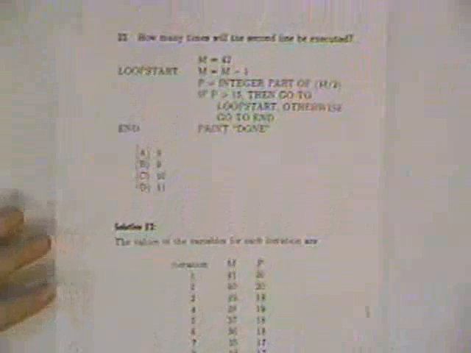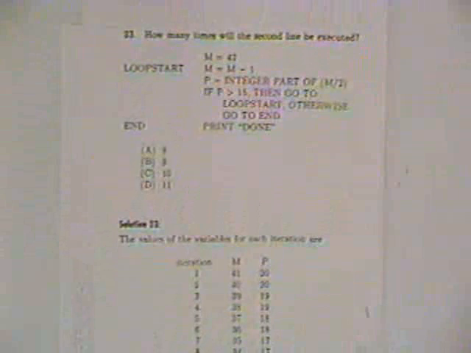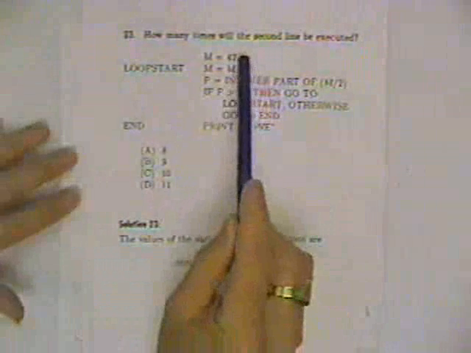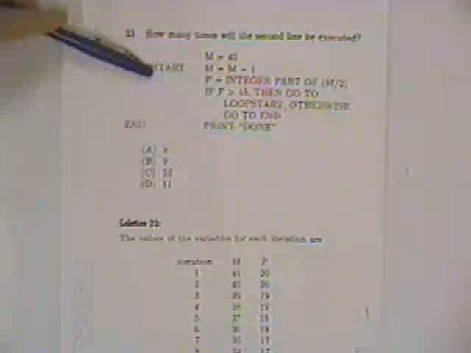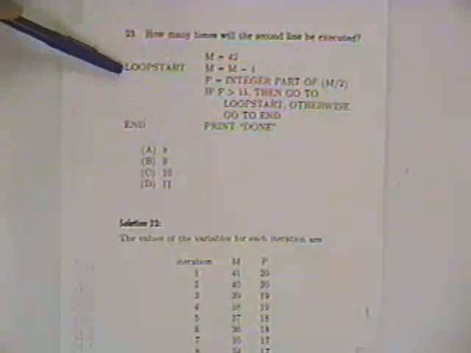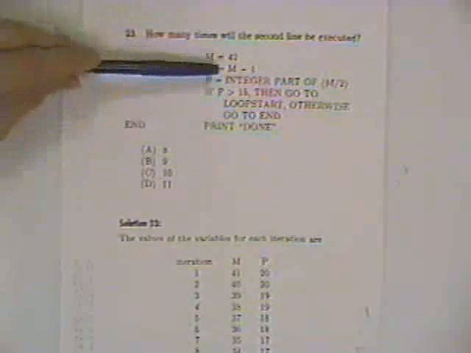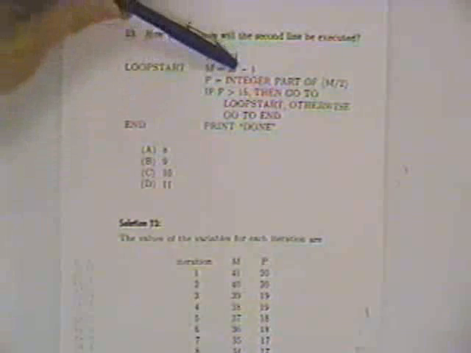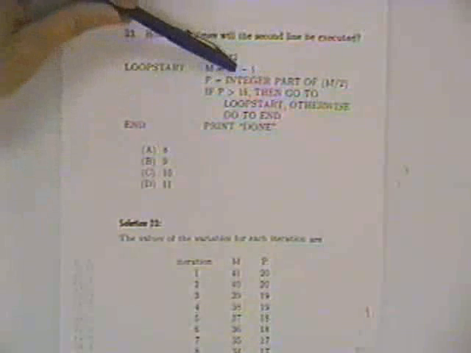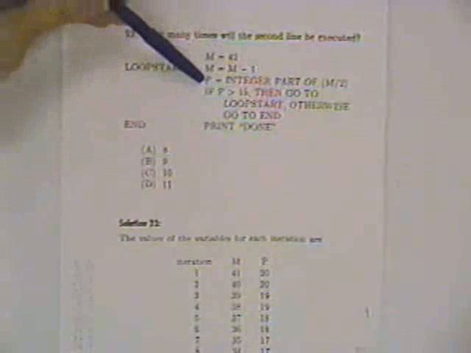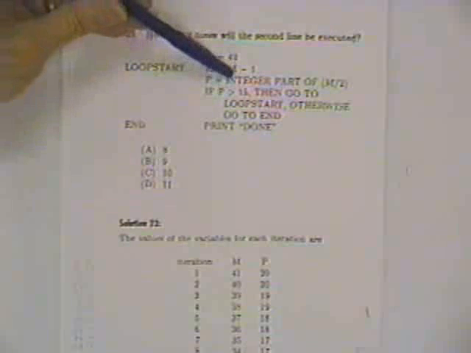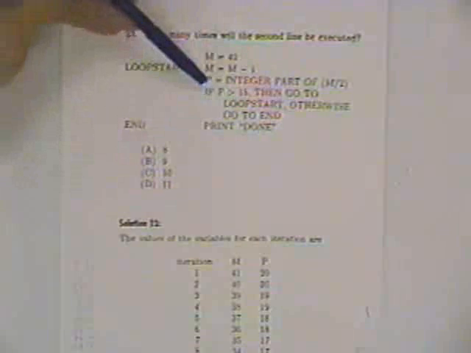All right, another example here, looking at the problem statement, says how many times will the second line be executed. All right, so this then is a program that starts with an assignment statement, assigning a value of 42 to the variable m, then beginning a loop. In this case, it's using just the statement to loop start, just to indicate that that loop is beginning. The first thing is that m is recalculated as the current value of n minus 1, so that the number is evaluated, stored in n. P is assigned the value of the integer part of m over 2.